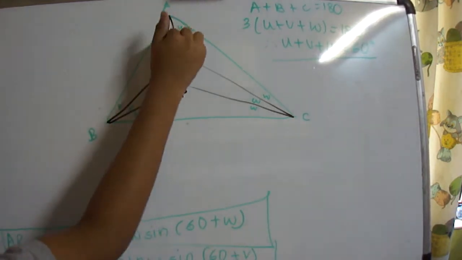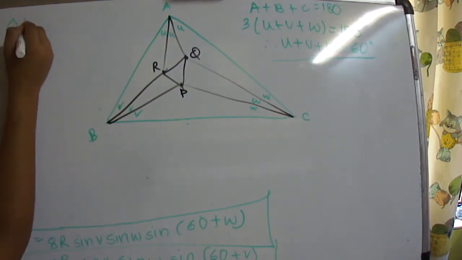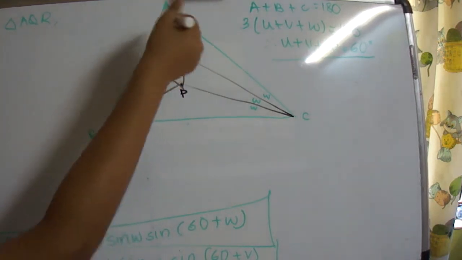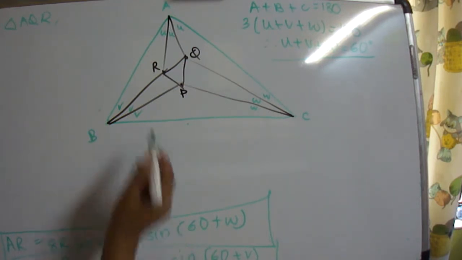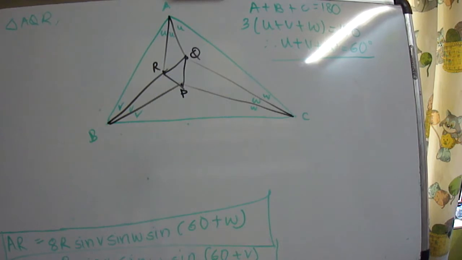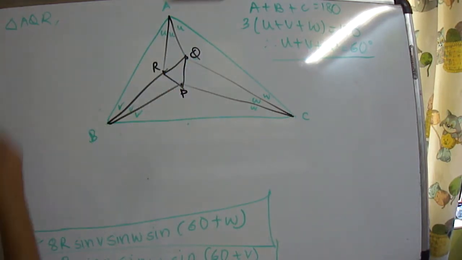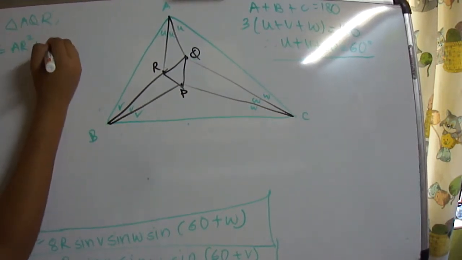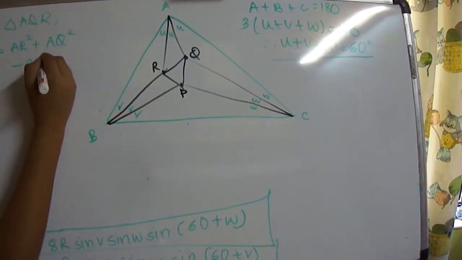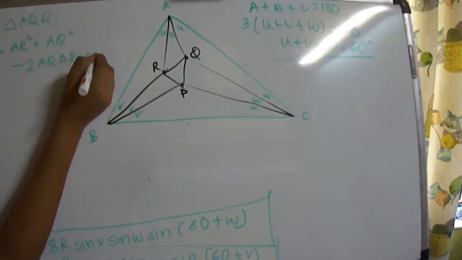Now in triangle AQR we have one angle and two sides. We have angle RAQ equal to U. We have AR equal to 8R sin V sin W sin 60 plus W, and AQ equal to 8R sin V sin W sin 60 plus V. So using cosine rule we can obtain an expression for QR. So we can write QR square equal to AR square plus AQ square minus 2 AQ AR cos U.